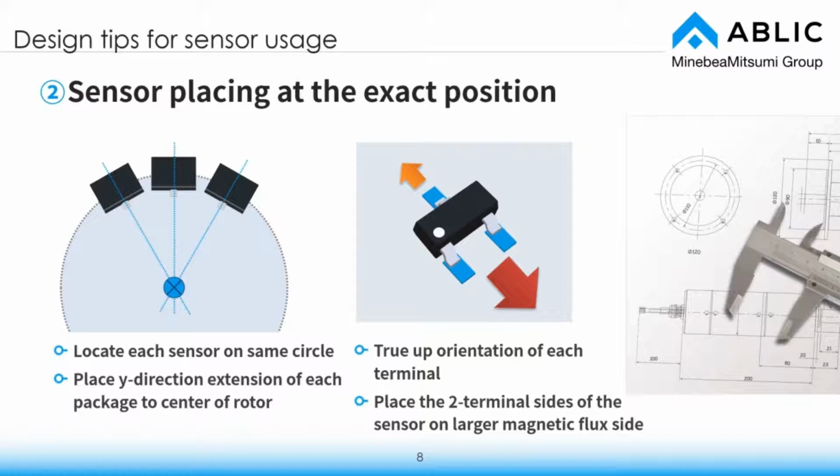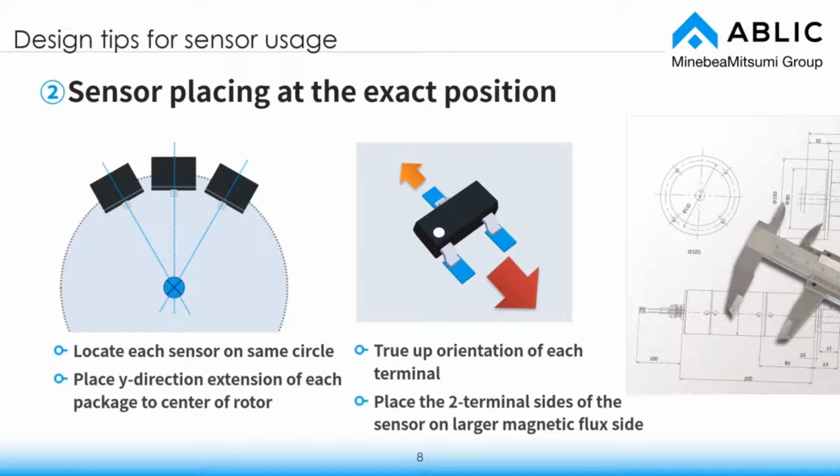The position of the sensor on the PCB is also affected by the accuracy of the chip mounter or misalignment of the component during solder reflow. To reduce these effects, the sensor should be positioned so that the Y-direction extension of the package faces the center of the rotor axis. When the solder resolidifies, it mainly moves in the direction in which the terminals are coming out, so this arrangement makes it less likely to cause angular misalignment.